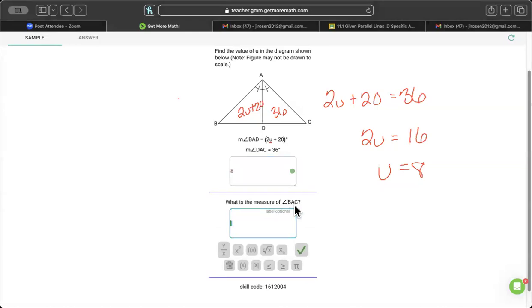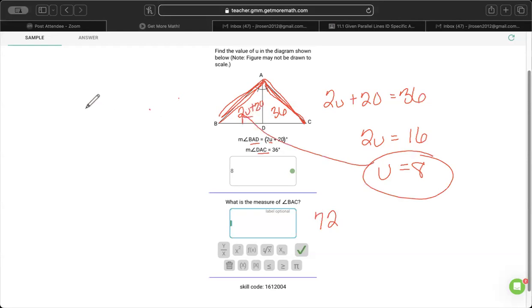And then it wants the measure of BAC. So BAC, it's not this one, it's not this one. So BAC is the entire thing, right? Well, if we already know that this side is 36, then this side has to be 36. So you could just do 36 times 2, which gets me 72. Or you know what u is, you can play it safe and you can plug it in. But it just depends on what you understand here. So 8 times 2 is 16, plus 20 is 36. And then 36 and 36 is 72.